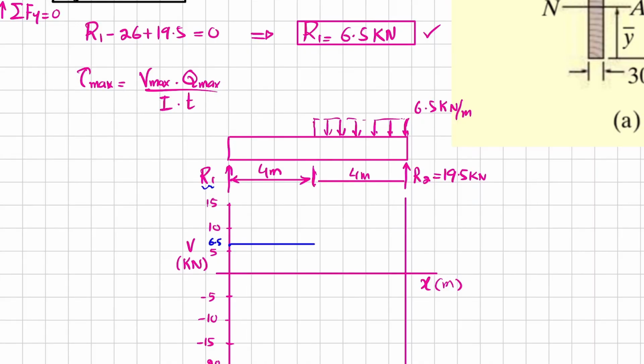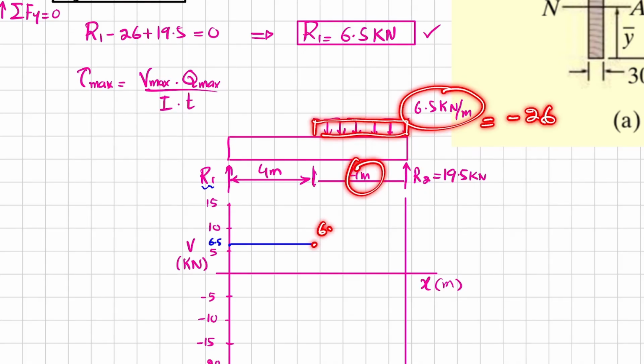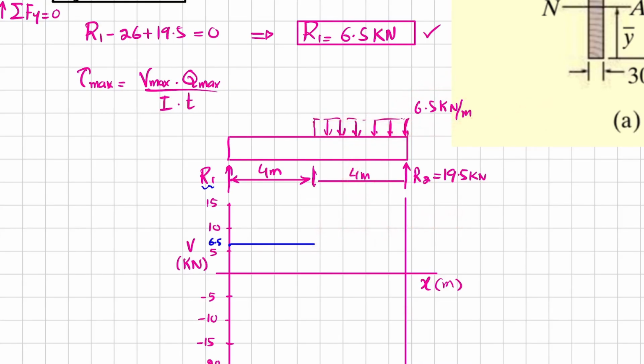Now you can see you have a distributed load over here. This distributed load, when multiplied by its length, will give you minus 26. So here you have 6.5, and at this end you have minus 26, and that will go to minus 19.5. So at the end you have minus 19.5, which will be this point, minus 19.5.